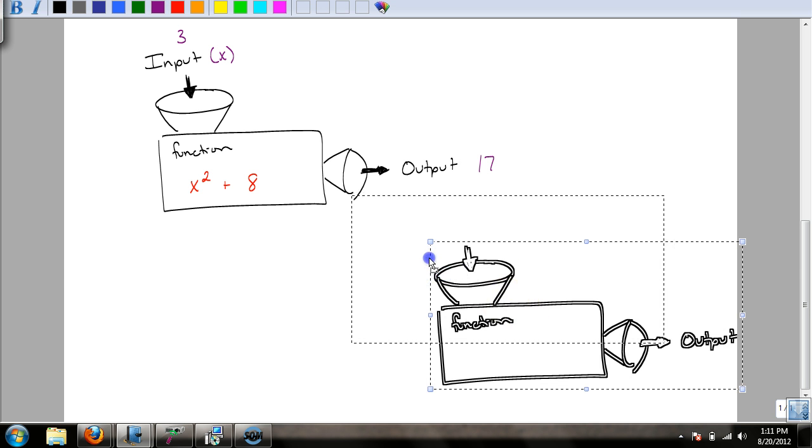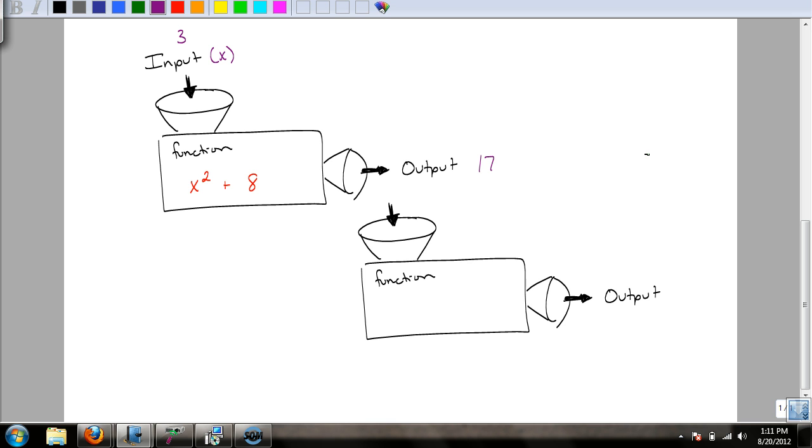But let's say we wanted to add another function to this. Let's say this other function is going to be 2x minus 4. Meaning, whatever our output was for this first function, it's going to go down to this other function machine, and it's going to have another process added to it. So let's go back to this 3. If I put 3 in this first function, it's going to be squared, I'm going to add 8, and that gives me, like we said, 17.